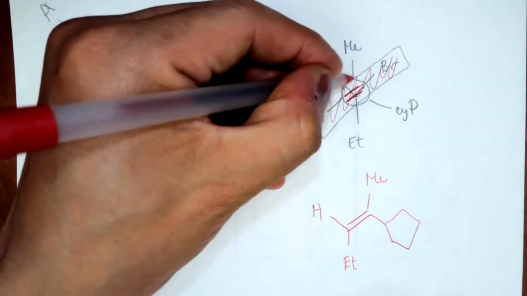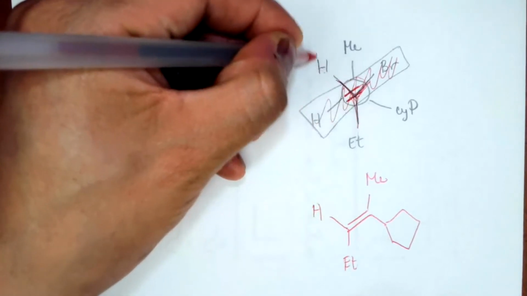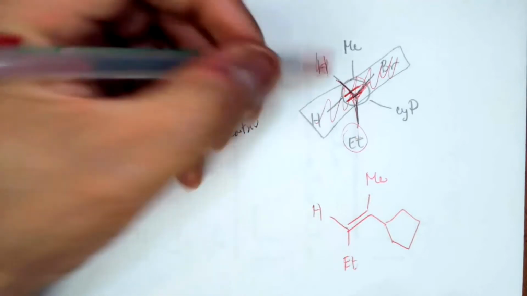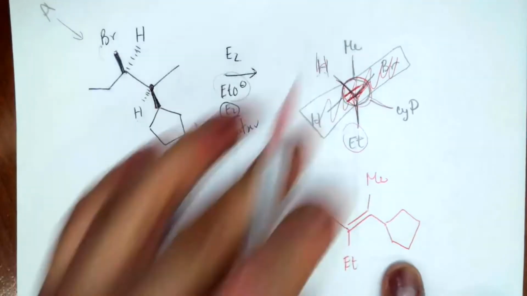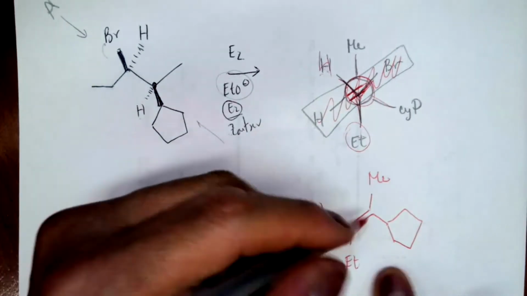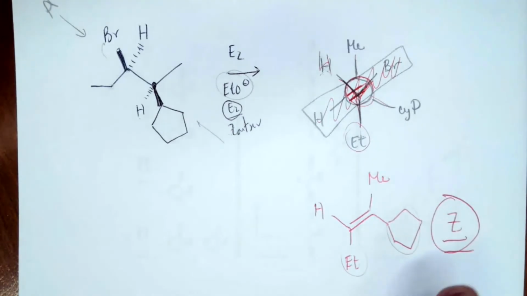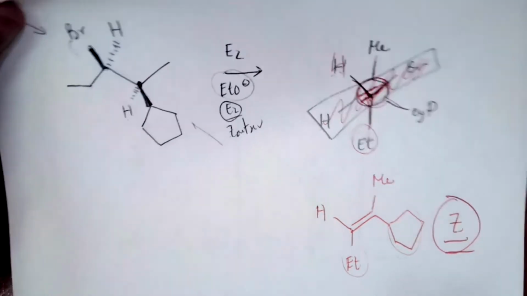Okay. Why? Because in the Newman projection, the triangle has the hydrogen and the ethyl here. The circle has the methyl and the cyclopentane, and that's its relative position. What is this type of alkene? This one is a C alkene. So you produce the C alkene here in this particular reaction, right? One more.